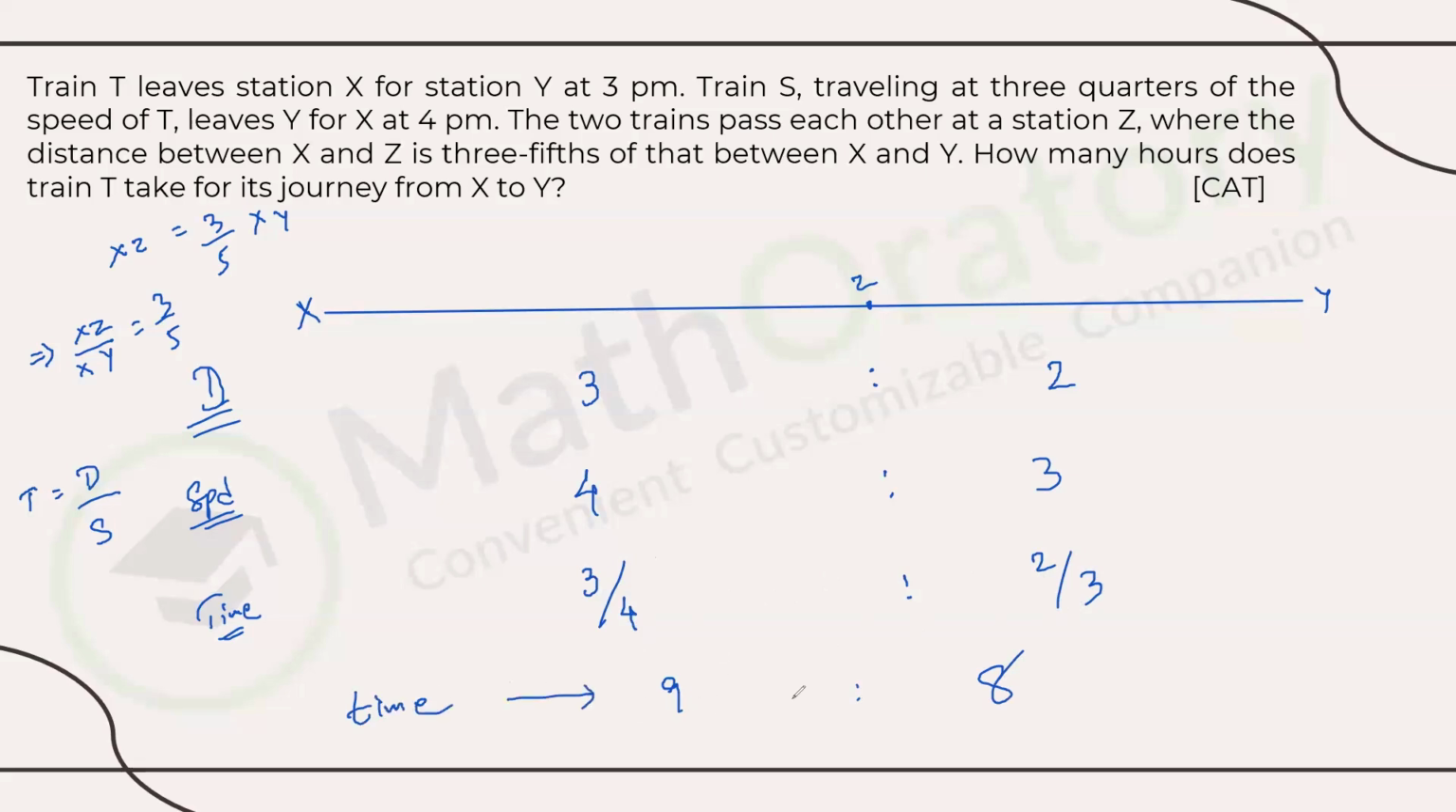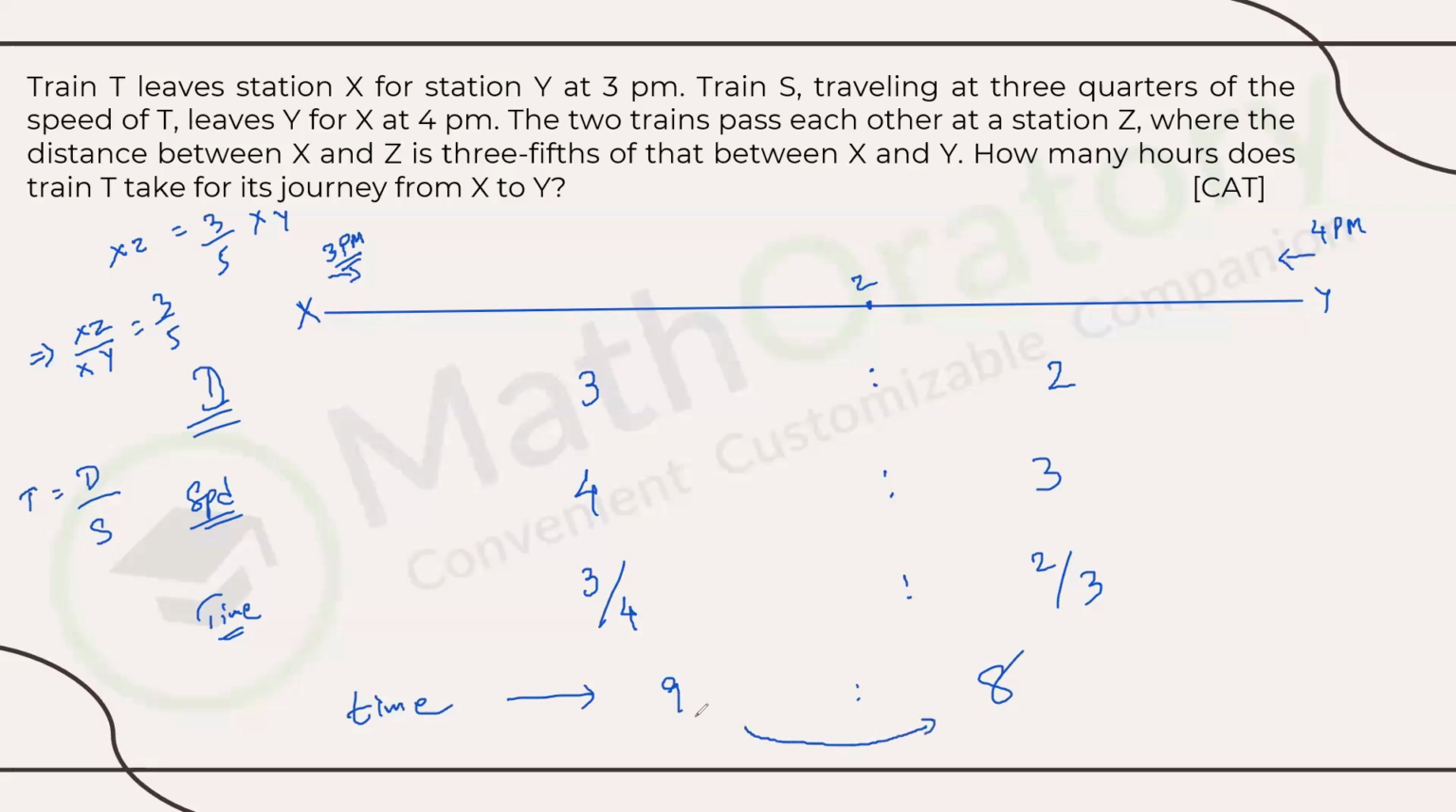The time to travel this distance and this distance. Now, what do we know? The train starting from here started at 3 p.m. And the train starting from here started at 4 p.m. Obviously the train which covers XZ must have traveled for 1 extra hour. Right. So just look at these values here.